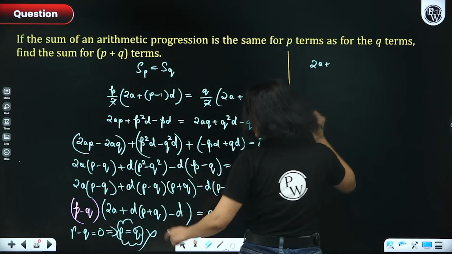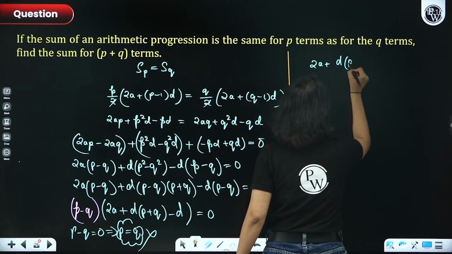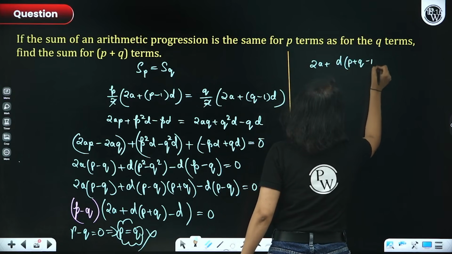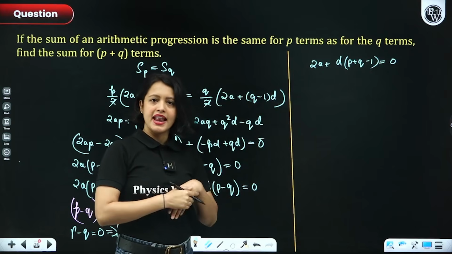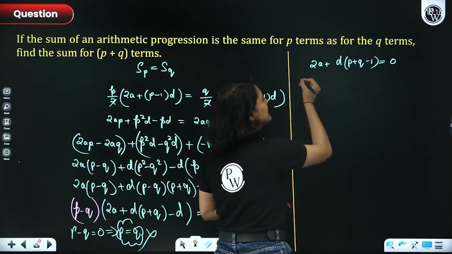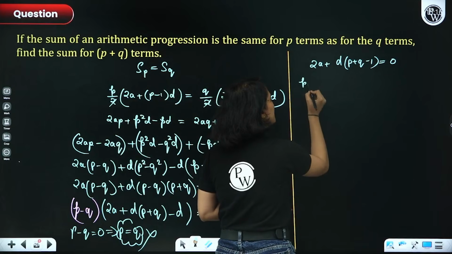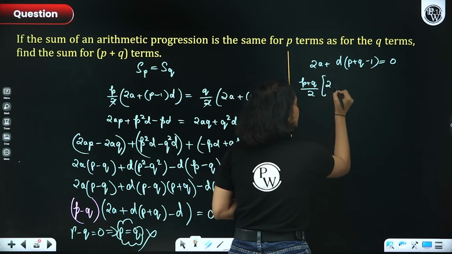plus, now here what I'm going to do, I'm going to take D common. So if I take D common, I'll have P plus Q minus 1. Now this has to be equal to 0. Okay, everyone? Now watch the magic. Since this is equal to 0, I can multiply P plus Q by 2 on both the sides. Can I not do that?